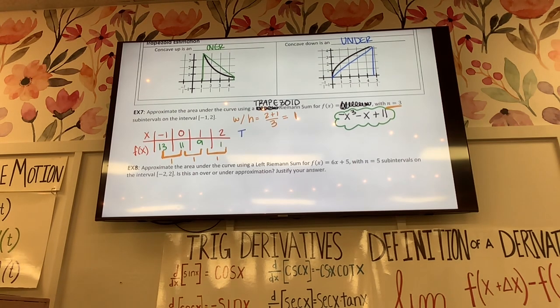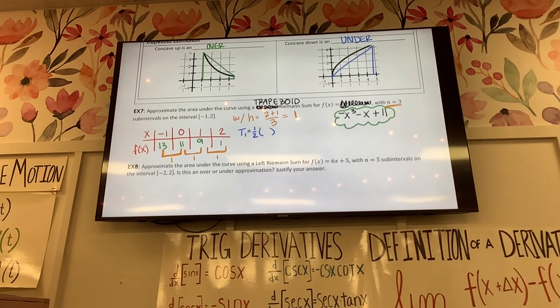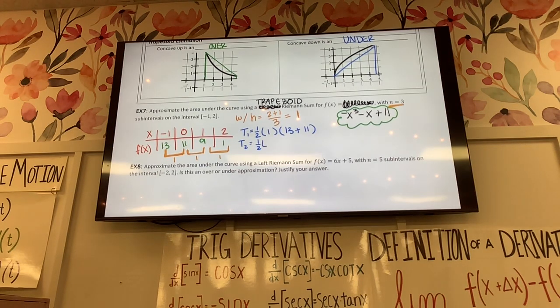So for your first trapezoid, it is going to be 1/2. What's the height? 1. What's one of my bases? 13. 13 plus, what's the other one? 11. All right, for trapezoid 2, 1/2 times 1, what's one of my bases? 11. Plus 9. And trapezoid 3, 1/2 times 1 times 9 plus 1. Yep. And so then that's going to be 12, 10, and 5, which gives you a grand total Riemann sum of 27.